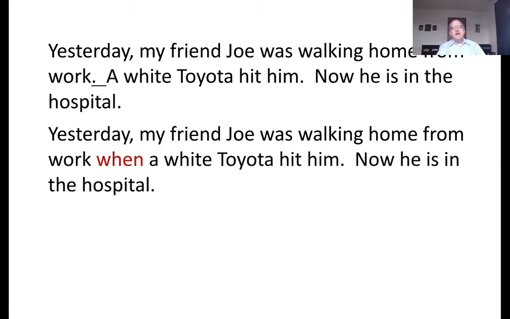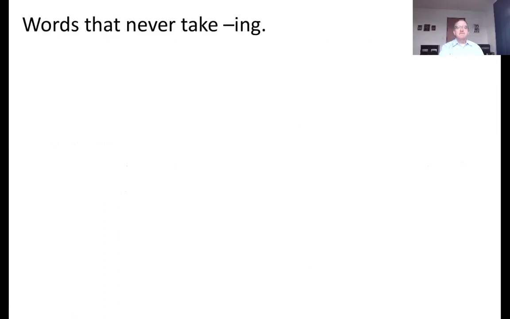All right. So we can connect those 2 sentences with the word when or while. Yesterday, my friend Joe was walking home from work when a white Toyota hit him. Now he's in the hospital. So we can put the when like this, or we can just not put it and just leave it like this, okay? All right, that is the past progressive.